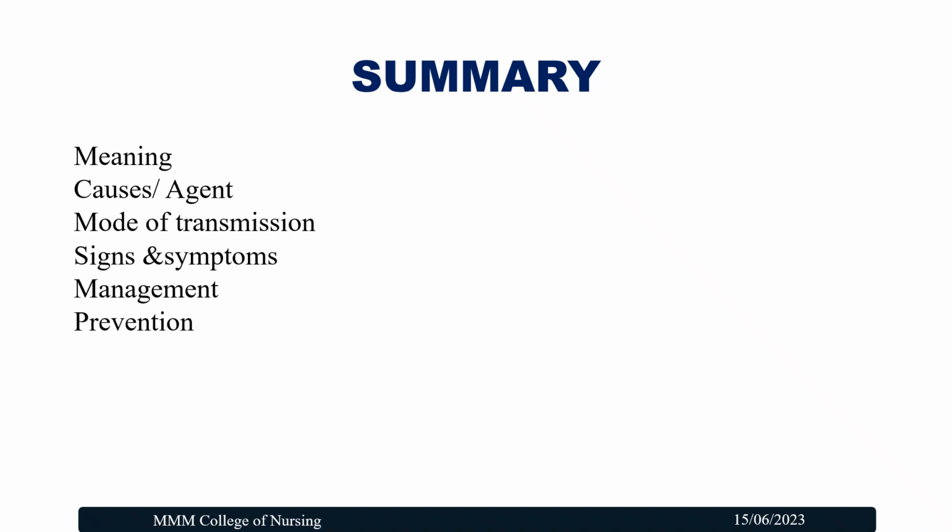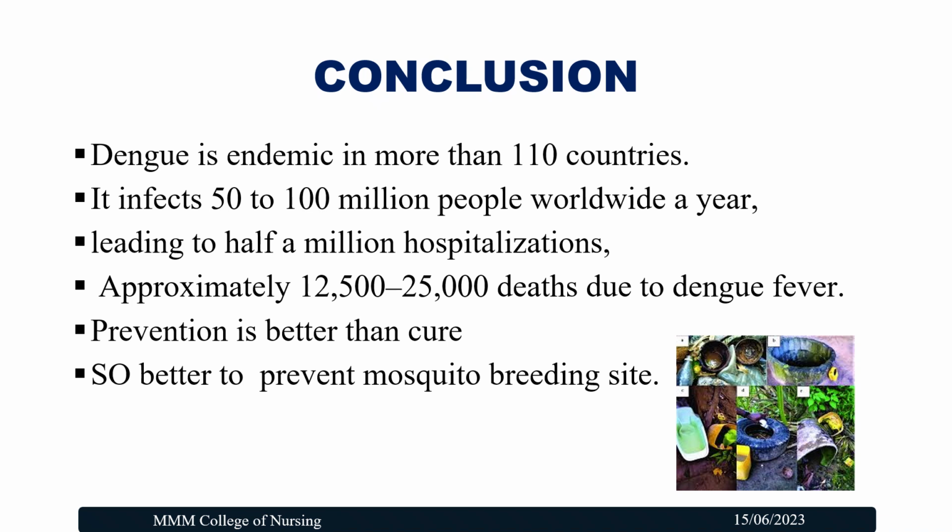So let's summarize this session. Till now we have discussed the meaning of dengue, the causative agent of dengue fever, mode of transmission, signs and symptoms, management, and the preventive measures against mosquito breeding and dengue. Let me conclude this topic. Dengue is endemic in more than 110 countries. It infects 50 to 100 million people worldwide in a year, leading to 500,000 hospitalizations. Approximately 12,500 to 25,000 deaths happen due to dengue fever.